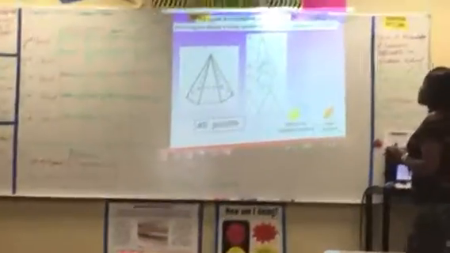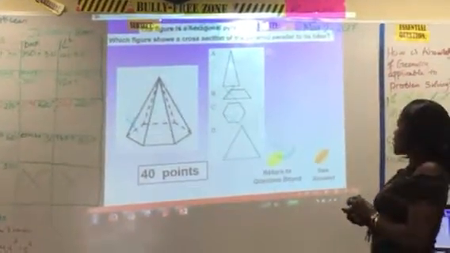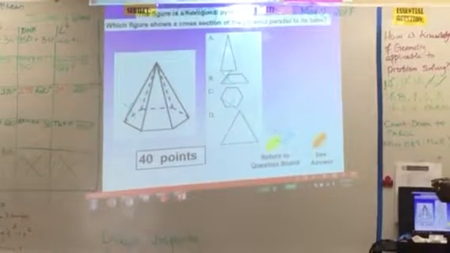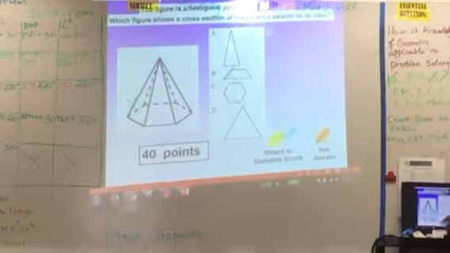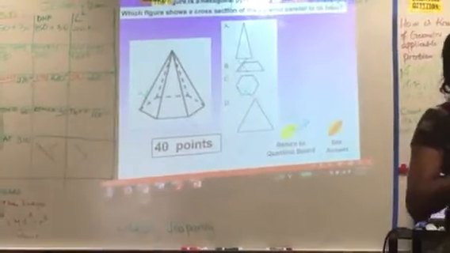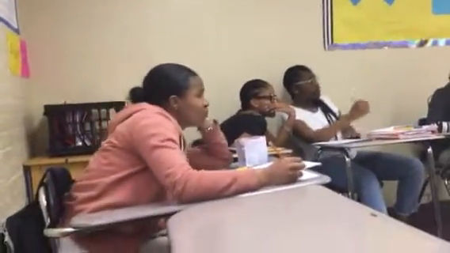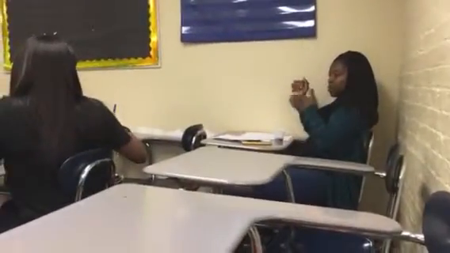Question is, which figure shows the cross-section of the pyramid parallel to its base? Which figure shows the cross-section of a pyramid parallel to its base? Write it down on the paper. A, B, C, or D, or draw. Write it on the paper. Okay, good. Just hide it. This is an easy 40 points, and you all were staying away from the category.